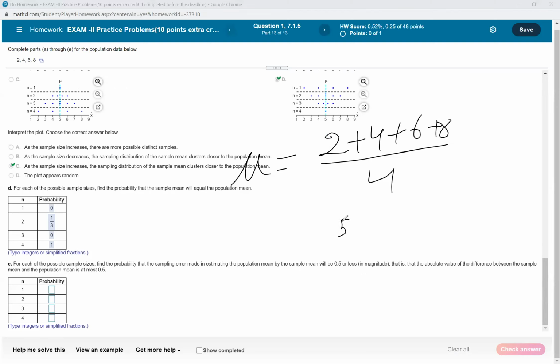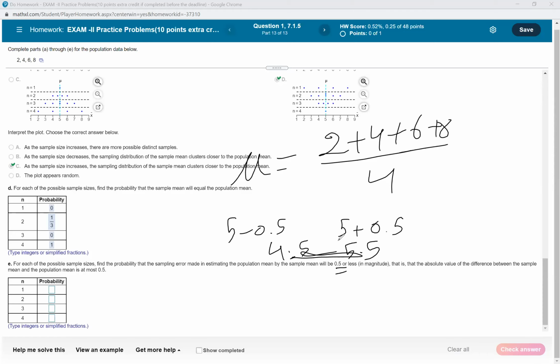So the population mean is 5. So we can make an error of 0.5. So 5 plus 0.5 and 5 minus 0.5. So this will be 4.5 and this one is 5.5. So you have to see how many numbers are between these two numbers.